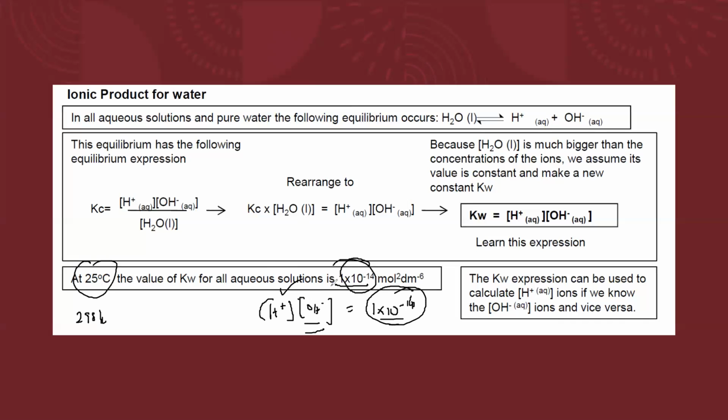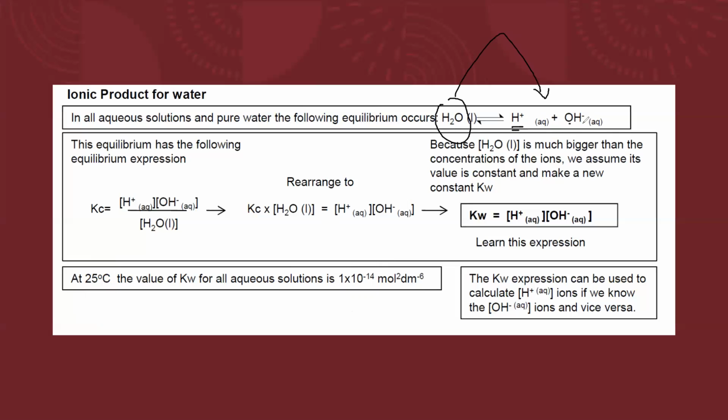But this product changes with temperature, because this is an endothermic reaction. If we increase the temperature, the value will increase. Like if we supply more energy to an endothermic reaction, the equilibrium shifts towards the right. As we know, for reversible reactions, Kc or Kp is only affected by changing the temperature. So it increases the value of the dissociation constant of water. But at 25, it is 1 exponent minus 14.